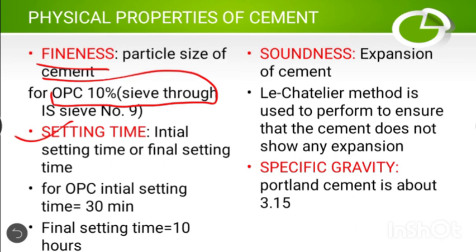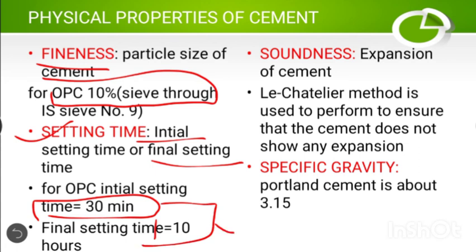There are generally, I told you, two types of setting time, that is initial setting time and the final setting time. For OPC, the initial setting time is 30 minutes and the final setting time is 10 hours, when it hardens, when it gains strength. Almost 90% of the strength they gain in 10 hours. Then next is soundness, which is the expansion of cement. There are generally two methods. First is the Le Chatelier method, which is commonly used, and the autoclave method.